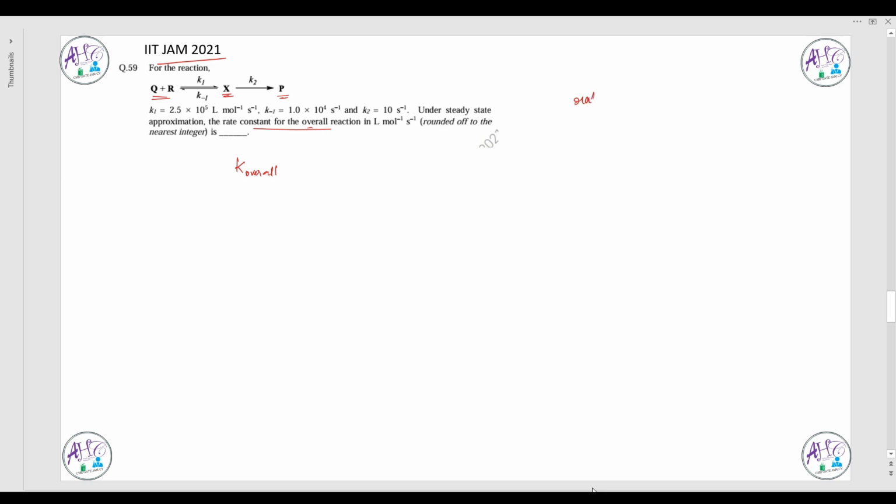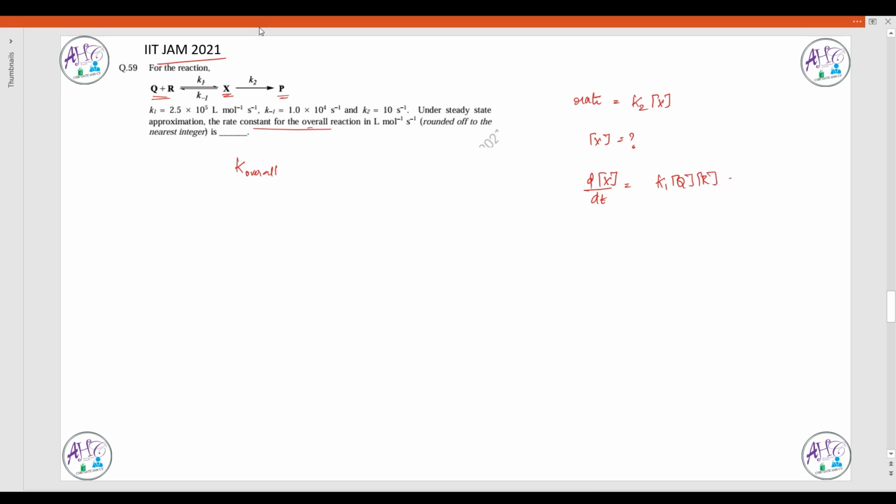First, what is the rate for this reaction? The rate for this reaction is K2 concentration of X. So this is the rate of this reaction. So now we need to find out the concentration of X. Again like the last question, dx by dt is going to be K1 concentration of Q concentration of R minus K minus 1 concentration of X, and then minus K2 concentration of X.